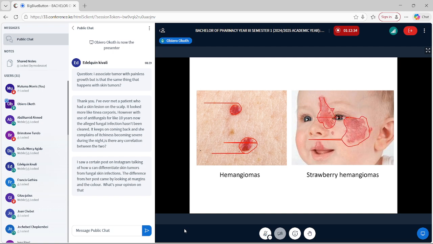So these are disorders of pigmentation, but not really pigmentation. You know that the skin looks different, but this is not from the pigment. This is not from melanocytes. This is from the blood vessels.